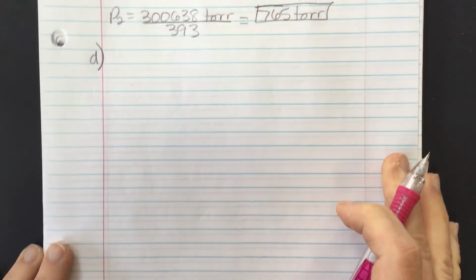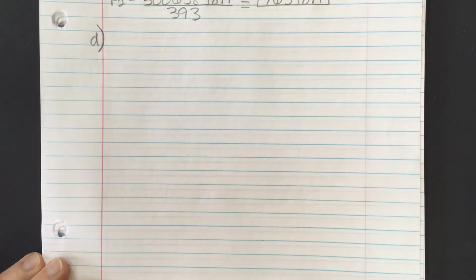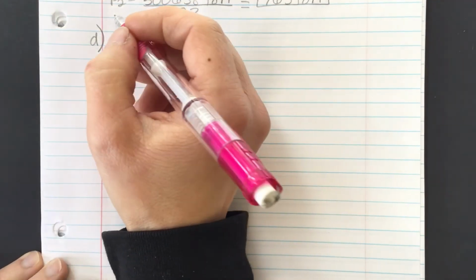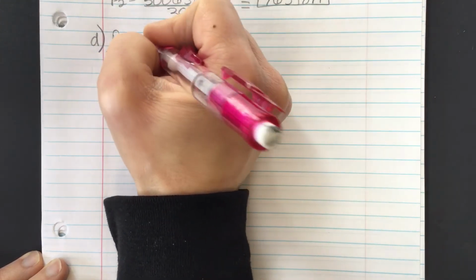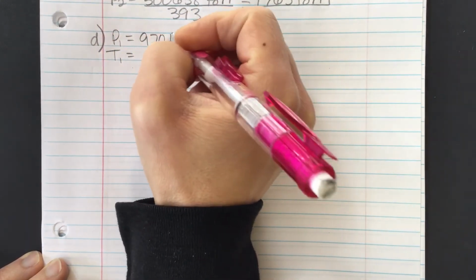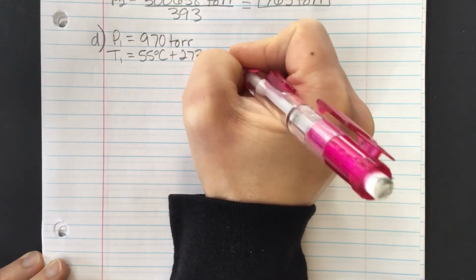Okay, and finally D, and I'm actually going to remember to move it up ahead of time, yay, on the last problem. Okay, so D says, just making sure I'm on the right problem, yep. A 3.20 milliliter sample of hydrogen sulfide had a pressure of 970 torr at 55 degrees Celsius. At what temperature would the pressure drop to 900 torr? So, identify my initial pressure and temperature. I have 970 torr, temperature of 55 degrees Celsius, convert to Kelvin, I get 328 Kelvin.